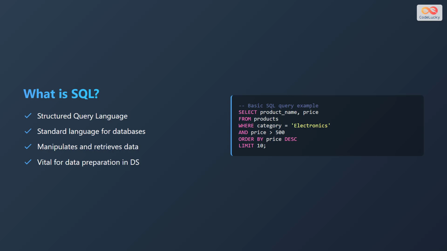Here is a basic SQL query example. In this query, we're selecting the product name and price from the products table where the category is electronics and the price is greater than 500, ordering the results by price in descending order, and limiting the results to the top 10.